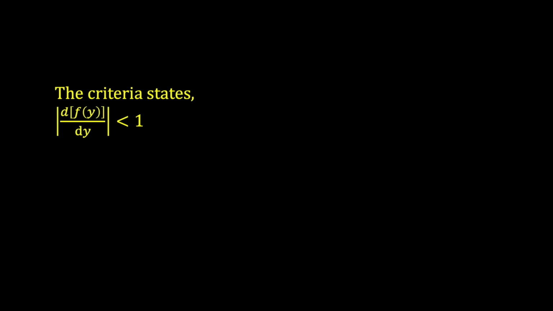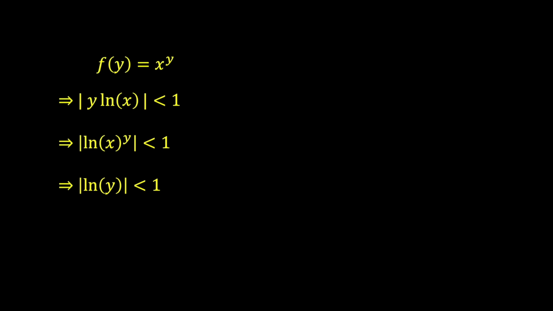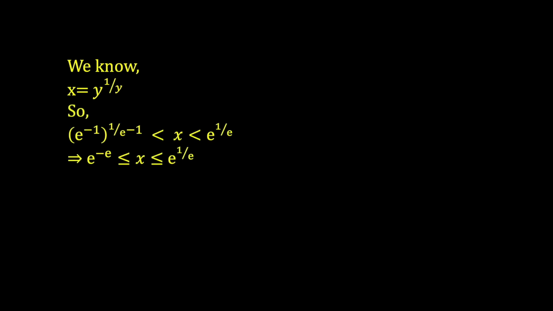less than 1. So let's keep the function in the equation, and through algebra we get that absolute value of log of x to the power y is less than 1. Since x to the power y is equal to y, absolute value of log y should be less than 1. So y lies between e to the power negative 1 and e, a sudden appearance of e. For x again, we find that it lies between e to the power negative e and e to the power 1 by e. Here we can see the additive inverse and multiplicative inverse in play.